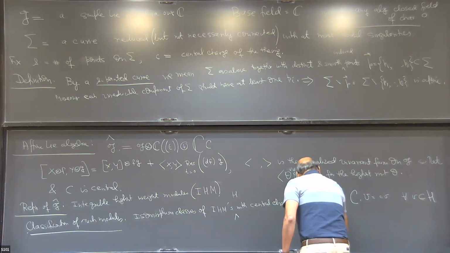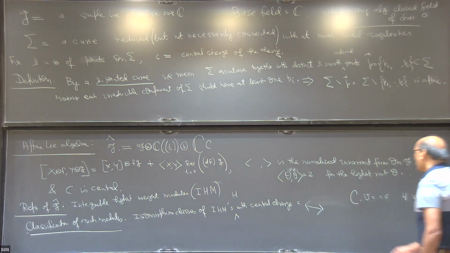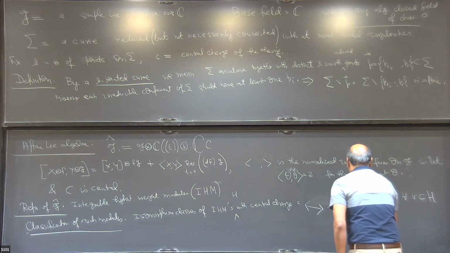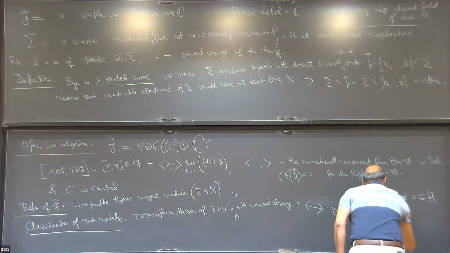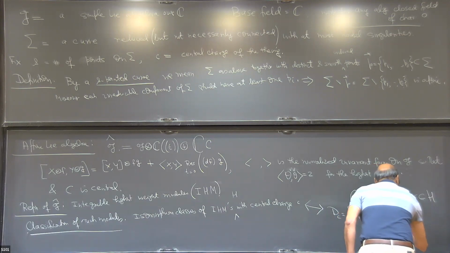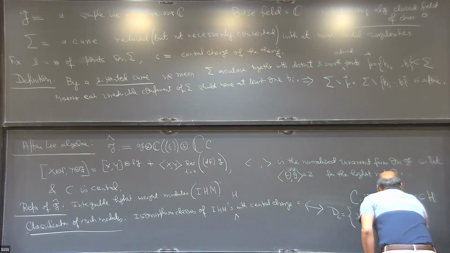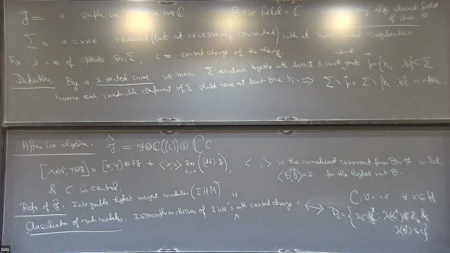What I'm going to say is that isomorphism classes of highest weight modules with central charge c are parameterized by this set D_c. Let me write that. This consists of all those lambda in h star, I will explain the notation in a minute, such that lambda of alpha_i check is in Z plus, and lambda of theta check is at most c. There are some notations here I need to explain.